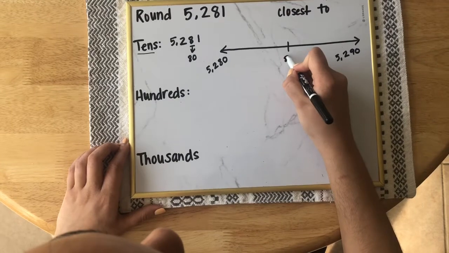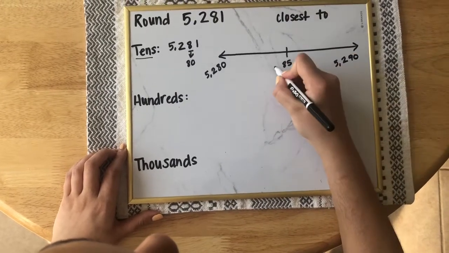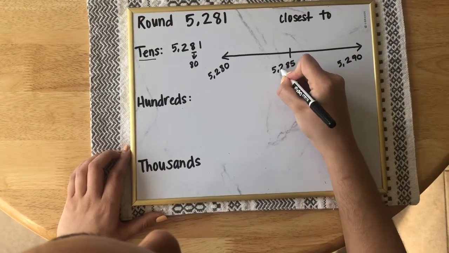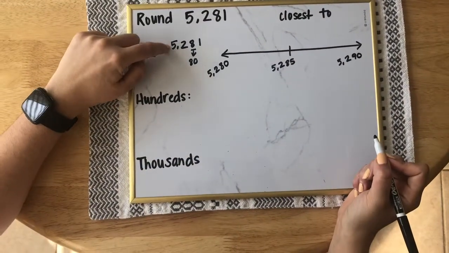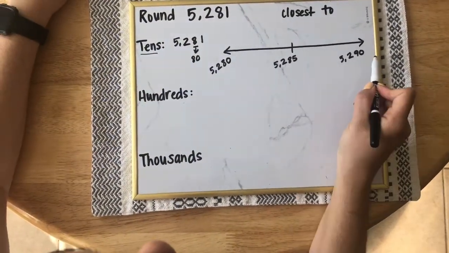When you think of the half benchmark, what number is between 80 and 90? And if you say 85, you're absolutely correct. So we have 5,285. Now we have to place this original number on the number line.